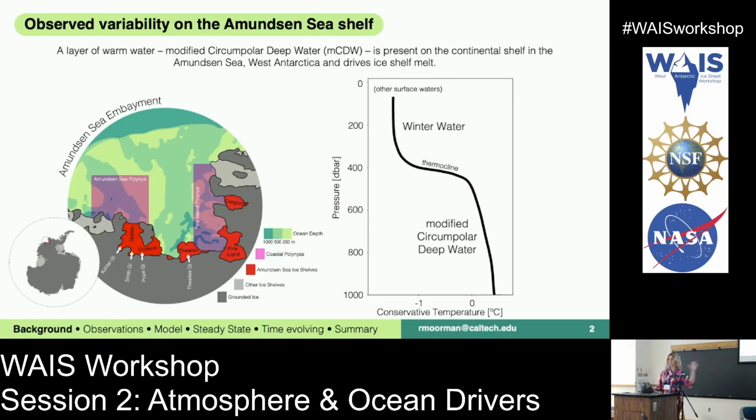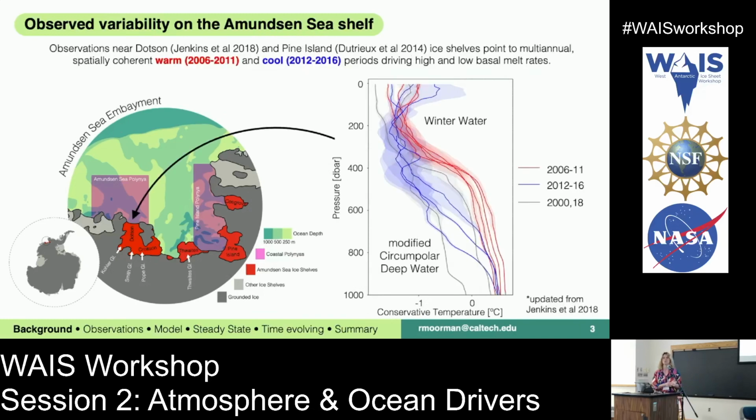So if we keep this kind of schematic in mind, and we go to some hydrographic or ocean observations that have been taken from the ice front of Dotson ice shelf, we can see that there have been a cluster of years, 2006 to 2011, where there has been a consistently really thick layer of warm water at this Dotson ice front region, followed by a cluster of years, 2012 to 2016, where we've had a relatively thin layer or a deep thermocline. And the depth of this ice front thermocline has been varying by large amounts, as you can see in this picture, 300 to 400 meters.